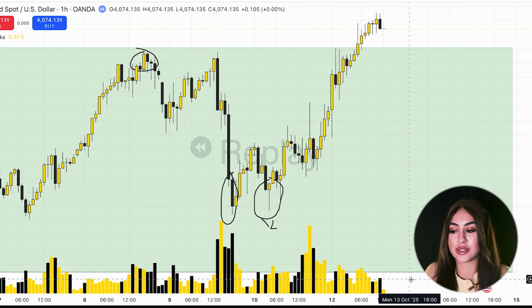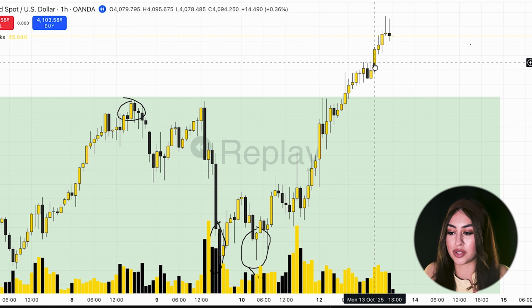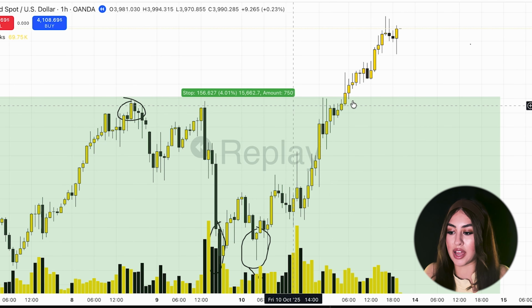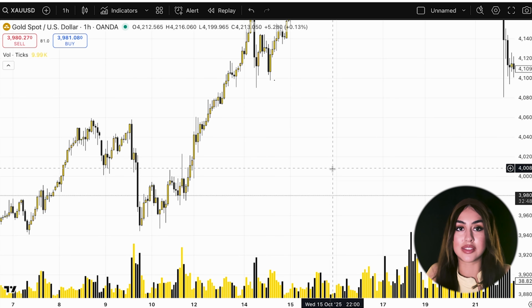So far, gold has already made a new higher high with this full body candle close above our previous higher high. See, we're looking for a solid candle and not just a wick. So now we're going to move on to example 2.